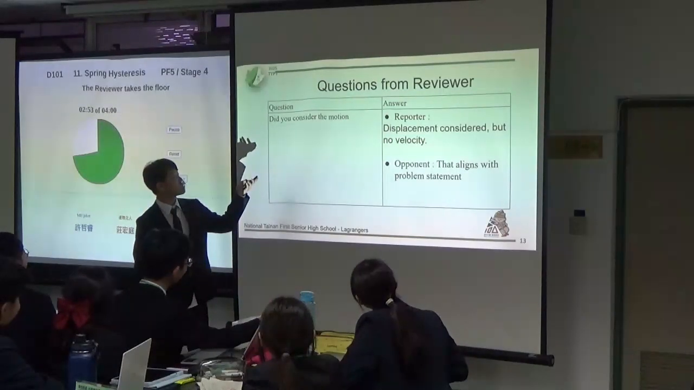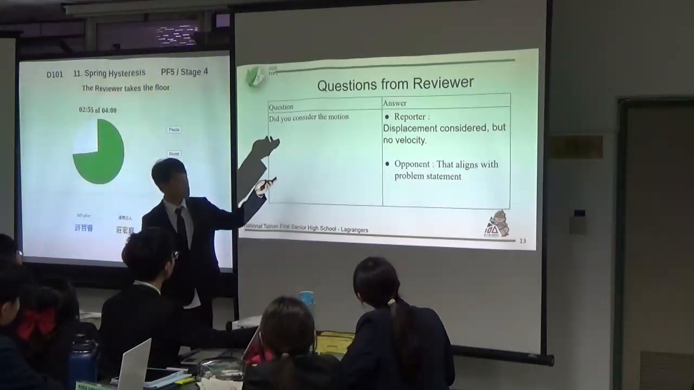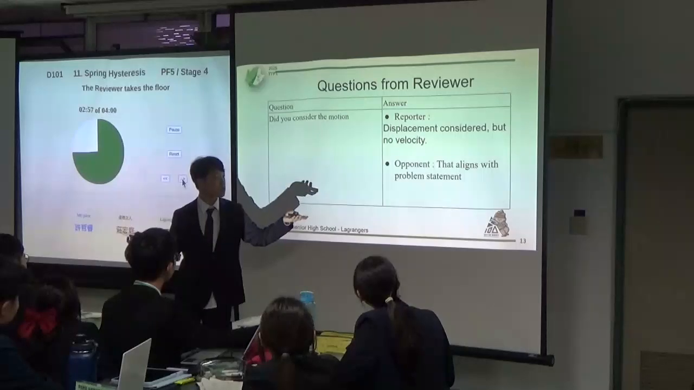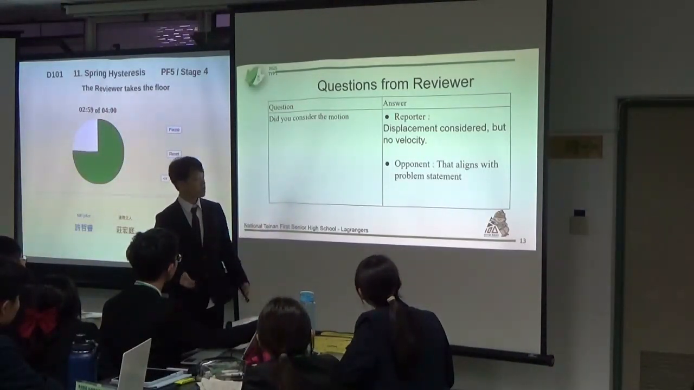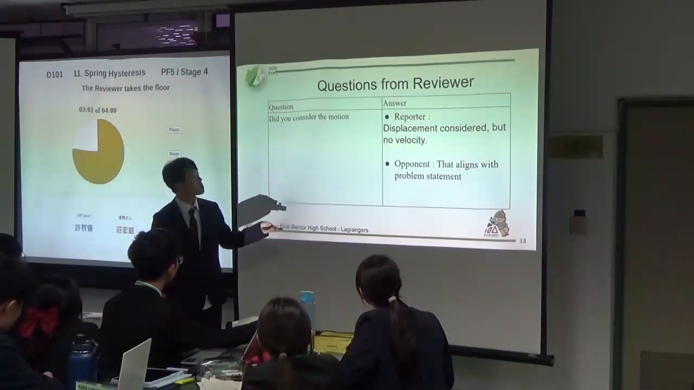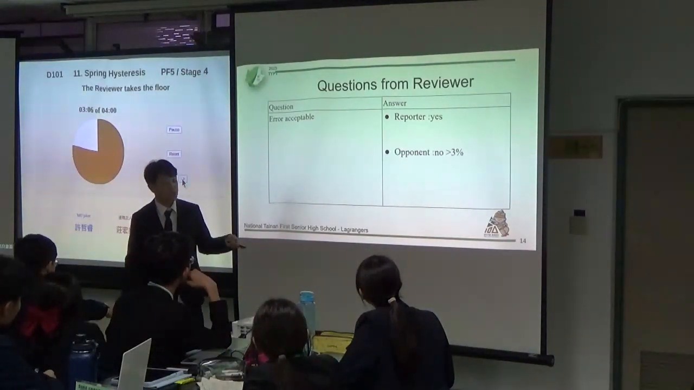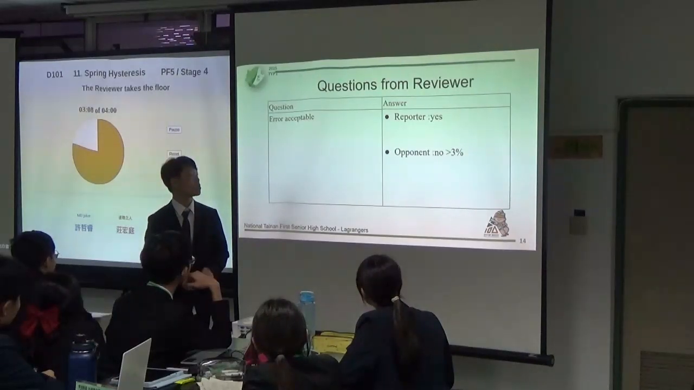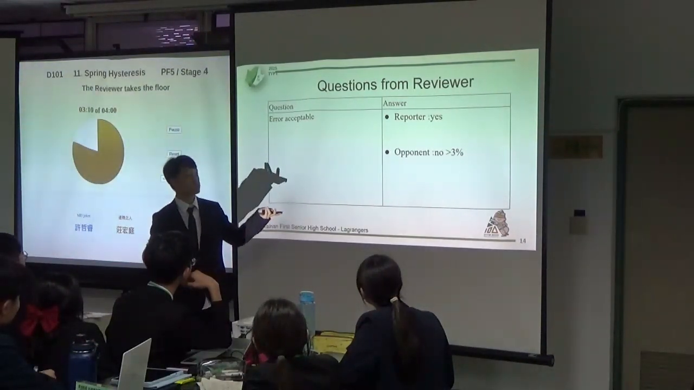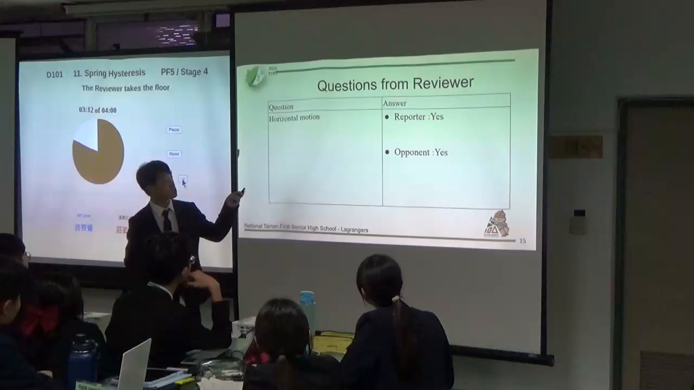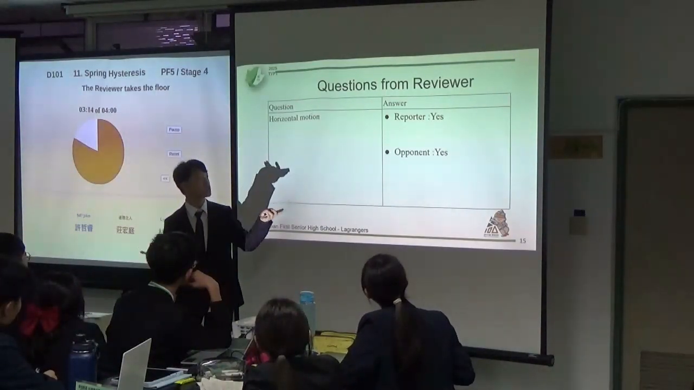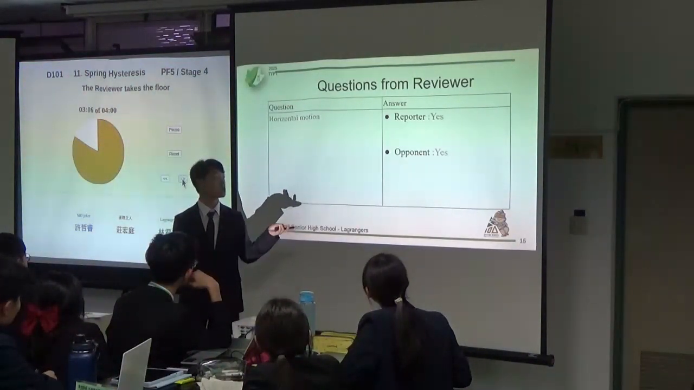Did you consider the motion? And no, and no. Of course, the problem statement says motion, so velocity should be considered also. On acceptable error, the opponent says no, it should be smaller than 3%, and the reporter says yes, but I think that's already too big. On the horizontal motion, the reporter says there's only horizontal motion, and the opponent did not agree.